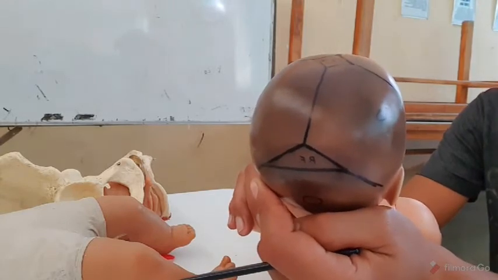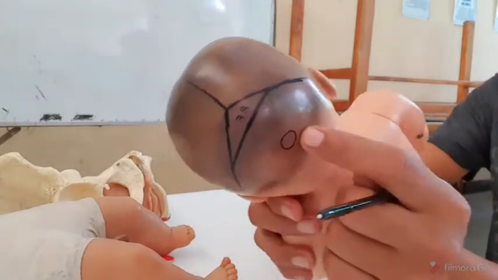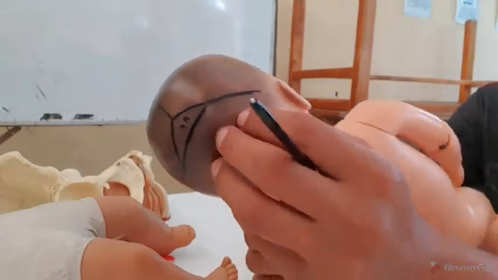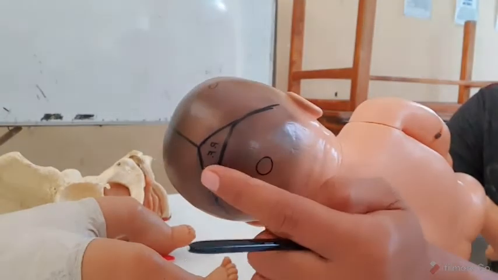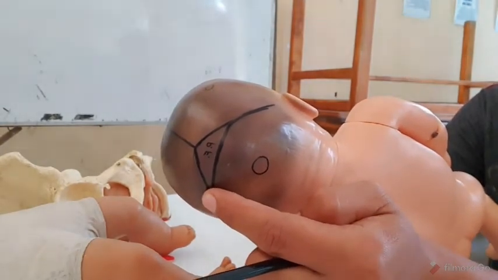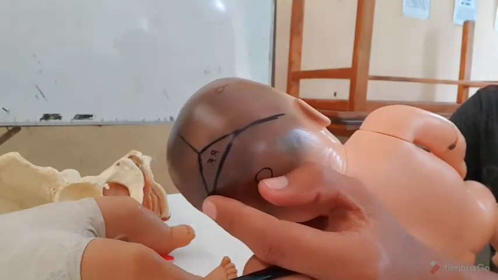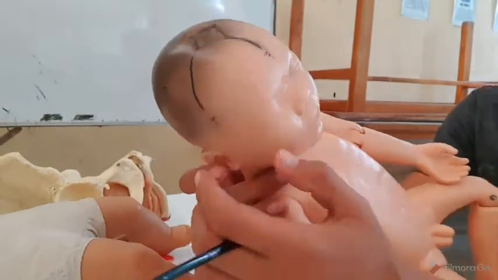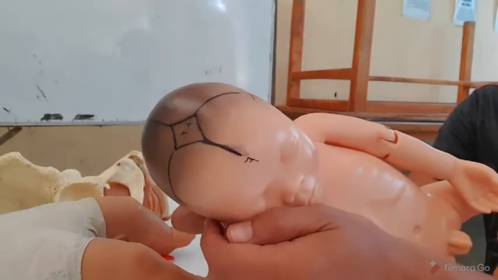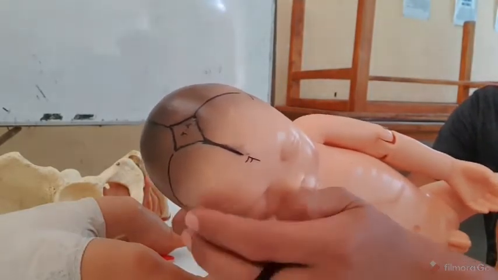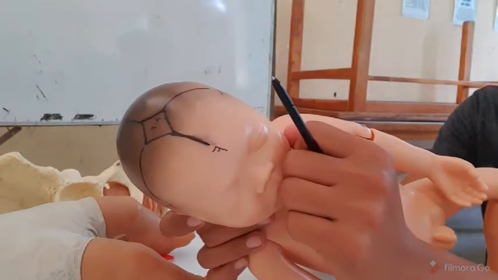So we have also regions of the fetal skull. We have the occiput. The occiput is the bone between the foramen magnum and of course the posterior fontanelle. We also have the sinciput or the brow. We also have the face, and of course we have the vertex.